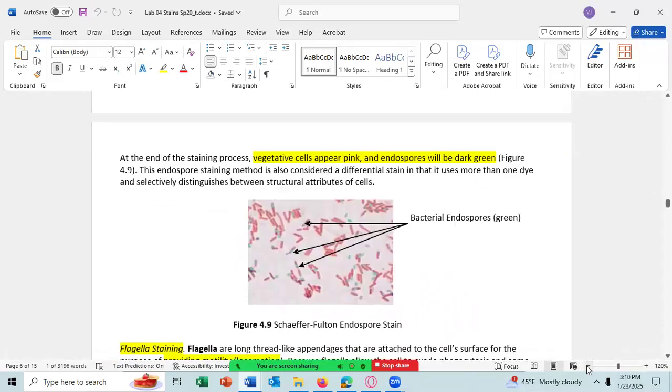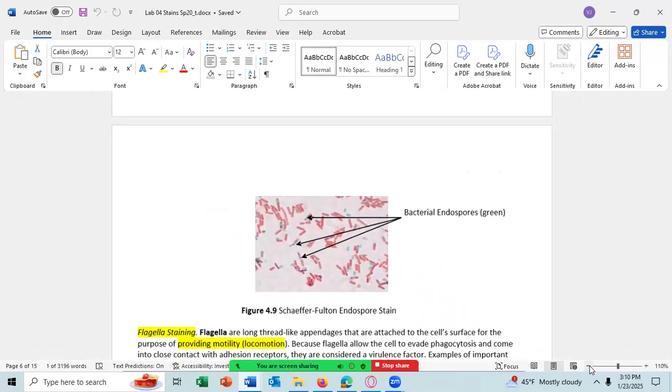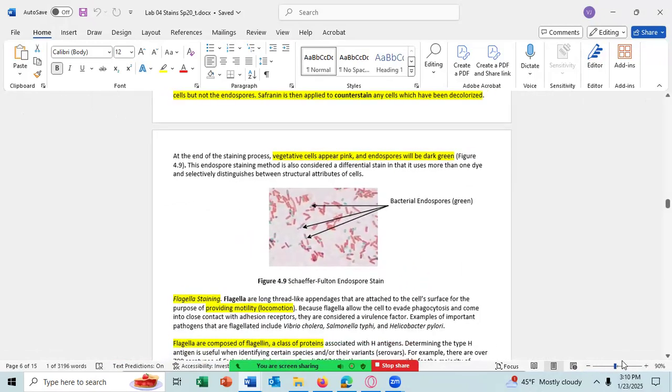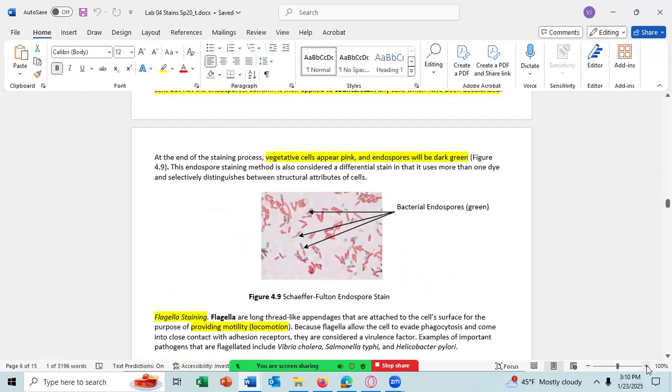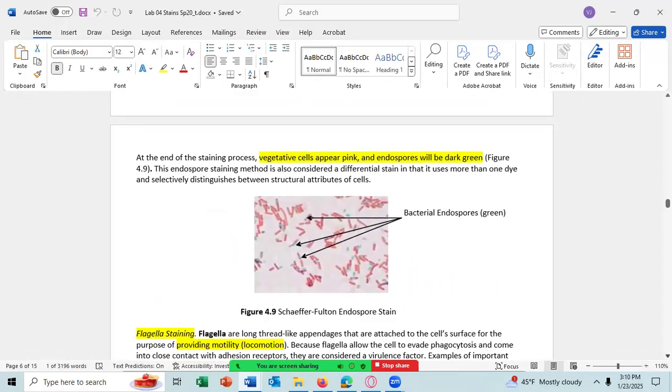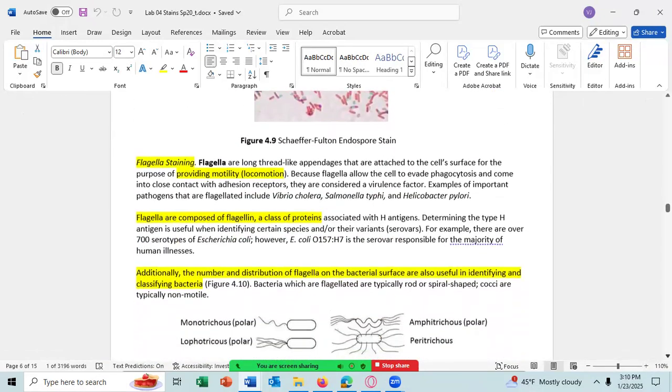It's called an endospore because the spore is made inside the perianthal cell. All right, the flagella stain is the stain that stains the flagella. The flagella are long thread-like appendages, sort of like a whip that's attached to the cell's surface, and it gives the cell motility or locomotion, meaning if the cell can swim or move, it has flagella.